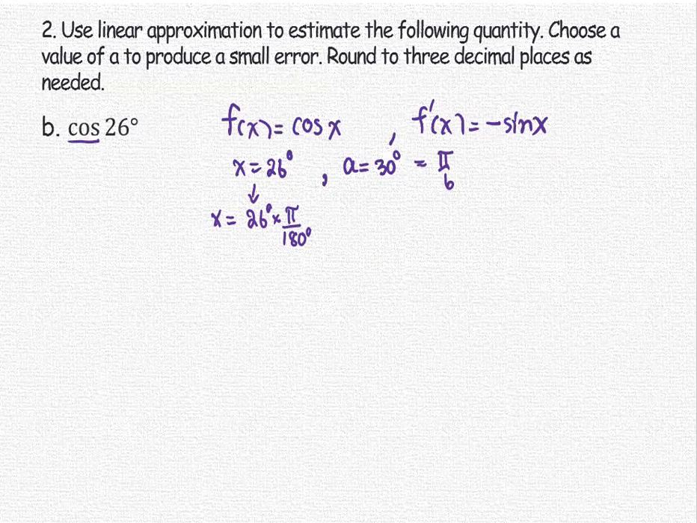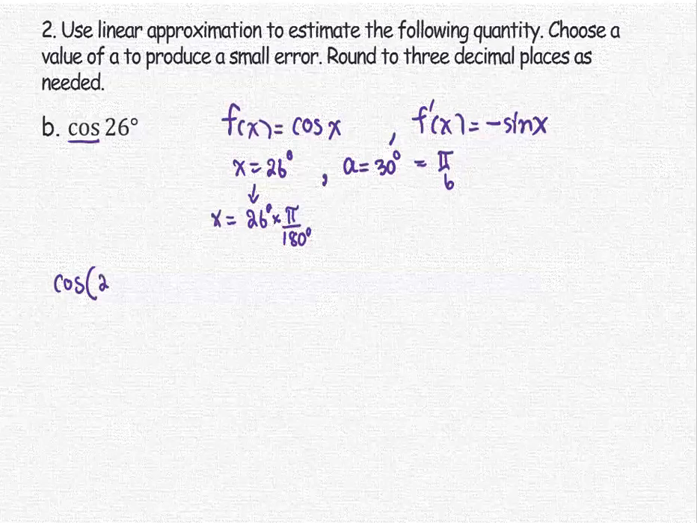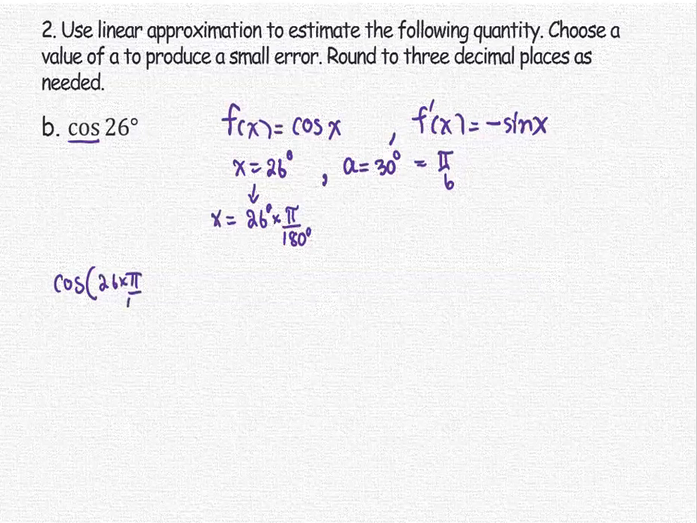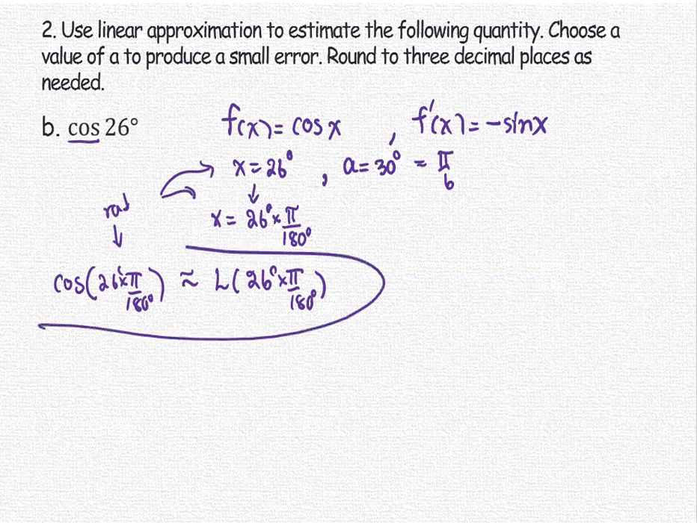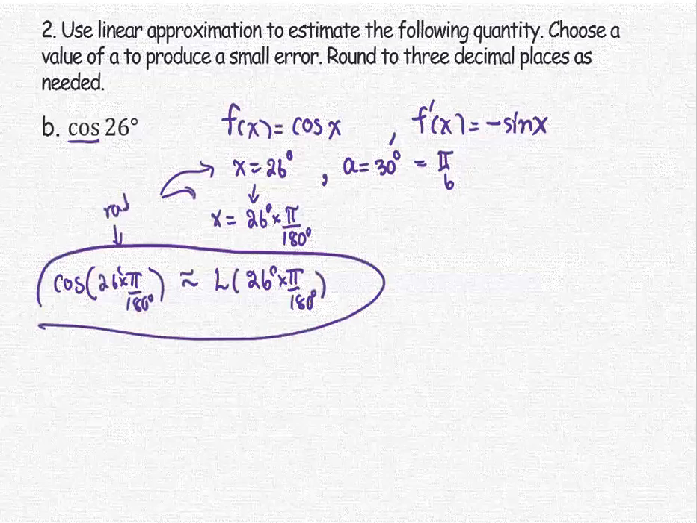So we are going to approximate the cosine of 26 multiplied by pi over 180 by using the linear approximation at 26 times pi over 180, because we need it in radian form, radian as the angle. Okay, that's the big picture of it.